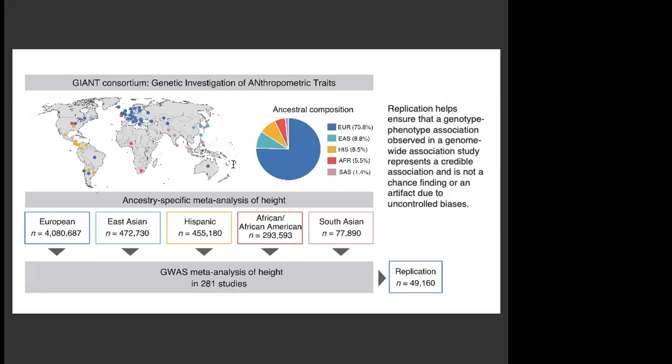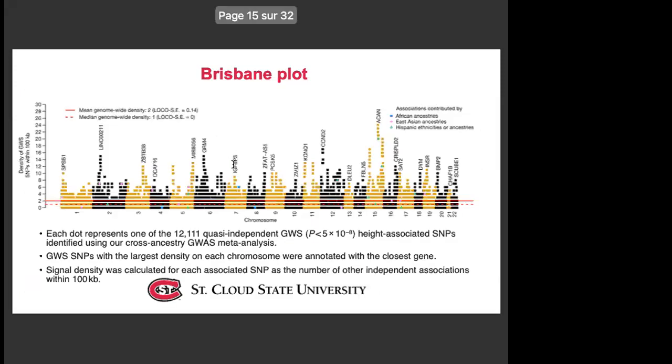So Cleveland Family Study, we have 700 European ancestry and 700 African American. And then we have some Hispanic, some Asian as well. So those are our populations. And what we found is, this is the result. We found over 12,000 genome-wide significant SNPs that are associated with height.